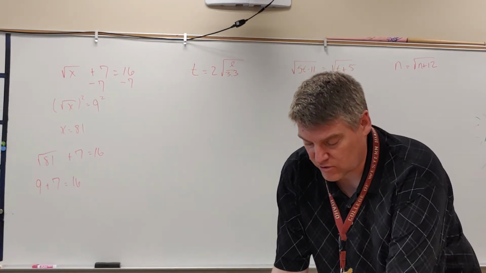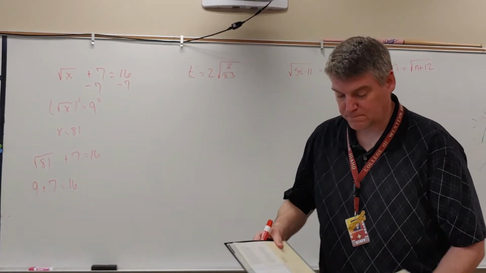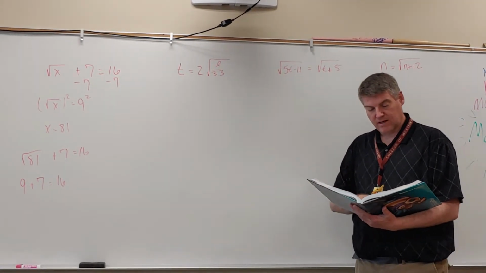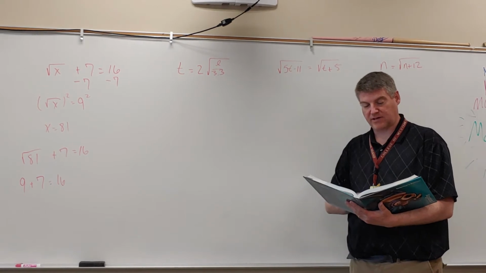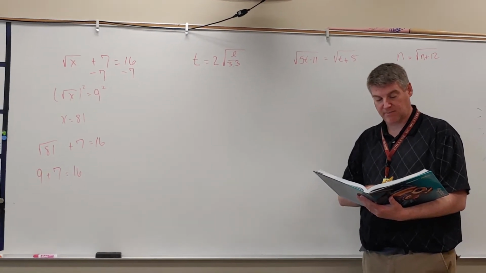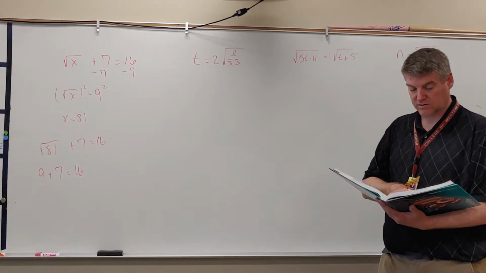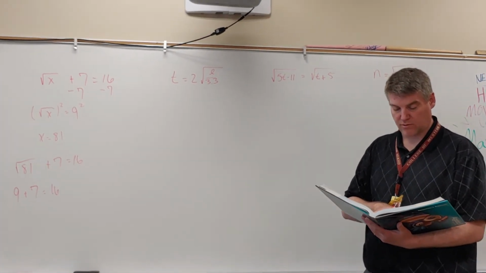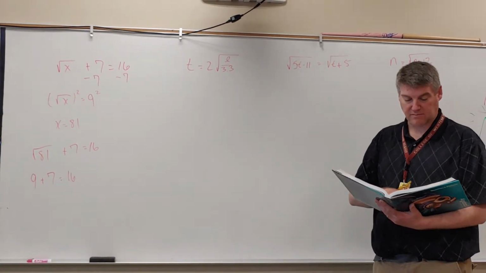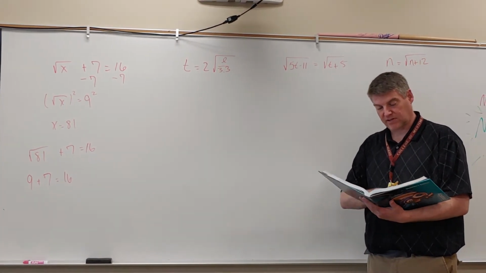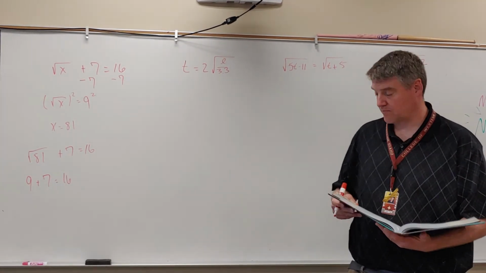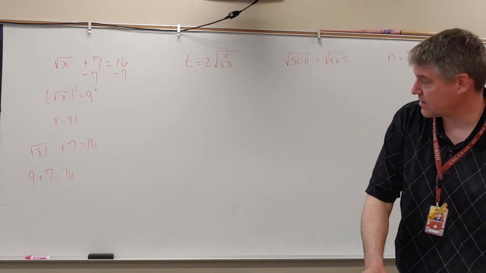Now on the second one, this is a story problem. I'll read the story problem to you. It's example 2 on page 634. The time t in seconds it takes a pendulum of a clock to complete a full swing is approximated by the equation t equals 2 times the square root of L over 3.3, where L is the length of the pendulum in feet. If the pendulum of a clock completes its swing in 3 seconds, what is the length of the pendulum? Round to the nearest tenth.